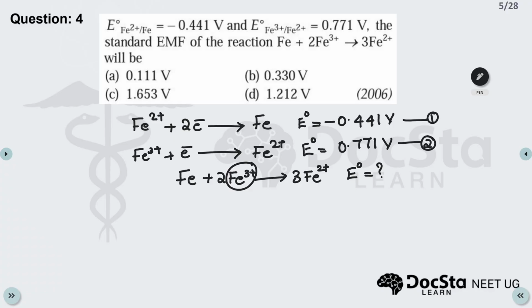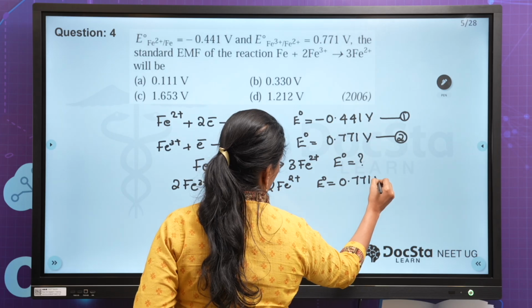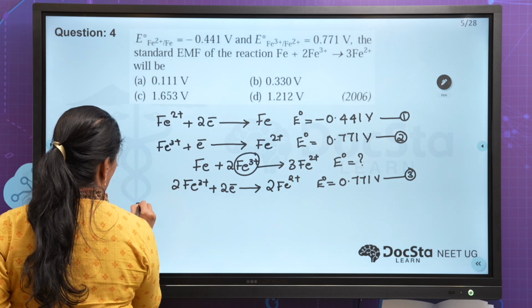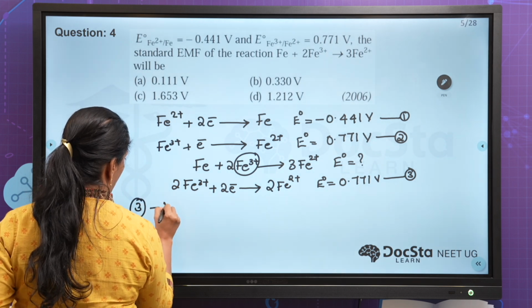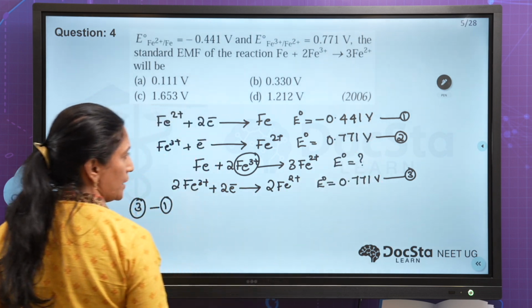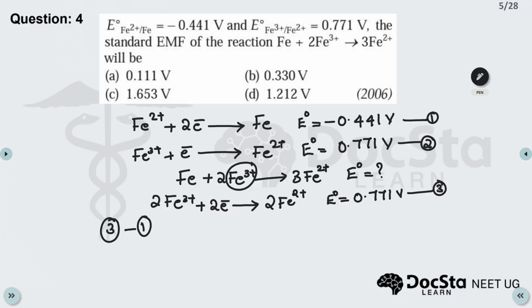So what happens if I multiply the second equation by 2? I'll get it as 2 Fe3 plus 2 electrons gives 2 Fe2 plus, and the E0 value is 0.77 volt, and this if I mark it as 3, and if I subtract equation 1 from equation 3, this is if I subtract the first equation from the new equation, we will get the required equation. So if this is subtracted, what we get?